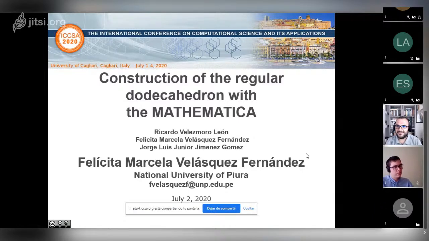This research, titled Construction of the Regular Dodecahedron with Mathematica, has been worked on by Ricardo Vélez Moro León, Jorge Luis Jiménez Gómez Jr., and the presenter, Felicita Marcela Velázquez Fernández.